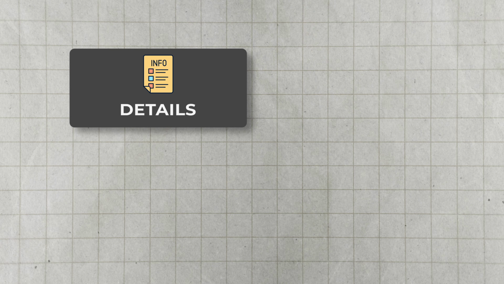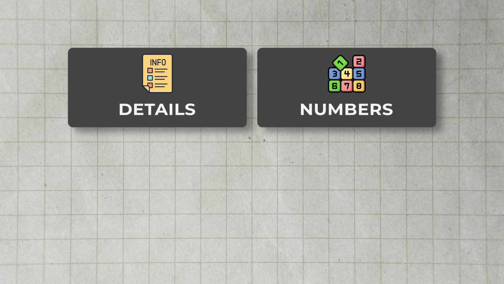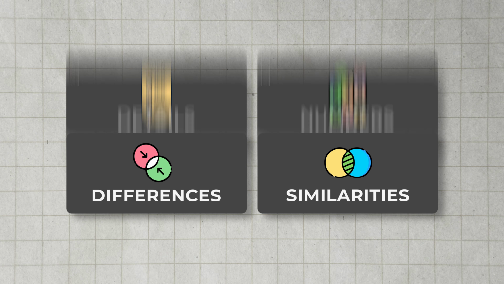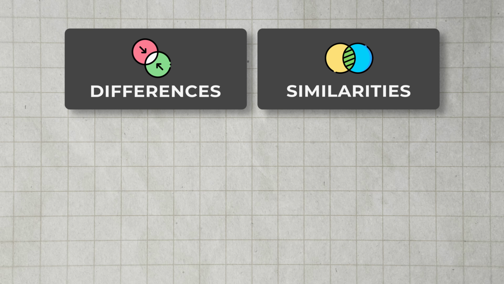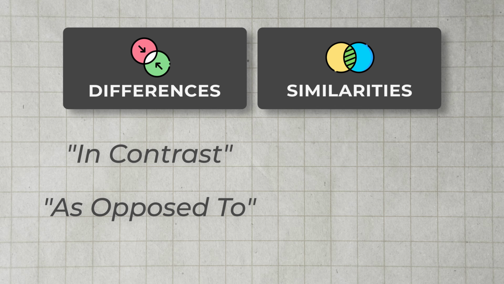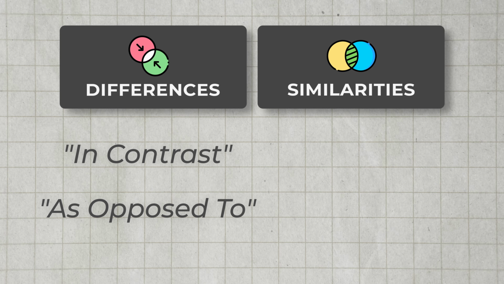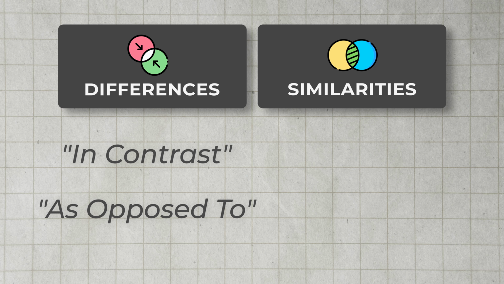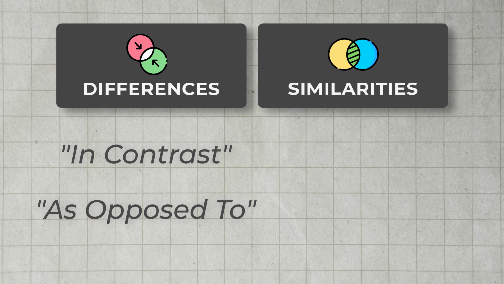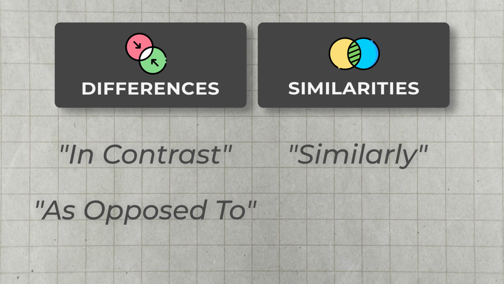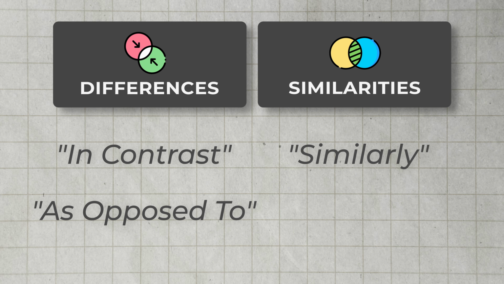When you analyze the data, you can compare the details and numbers, and look for differences and similarities. If there is a difference, then you can say "in contrast" or "as opposed to" to smoothly transition between groups or start a new paragraph. When speaking about similarities, you can say "similarly" to group categories that share a similar trend. Do you see how much easier it is when we break it down like this?